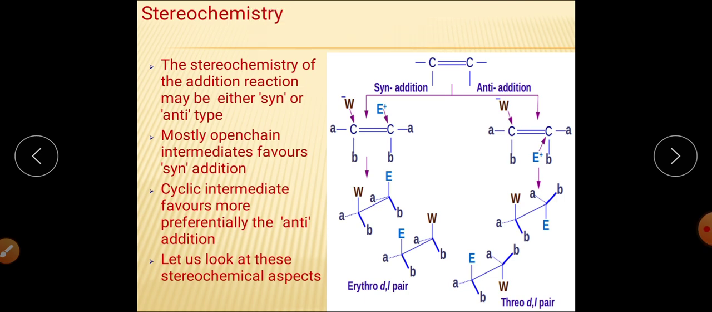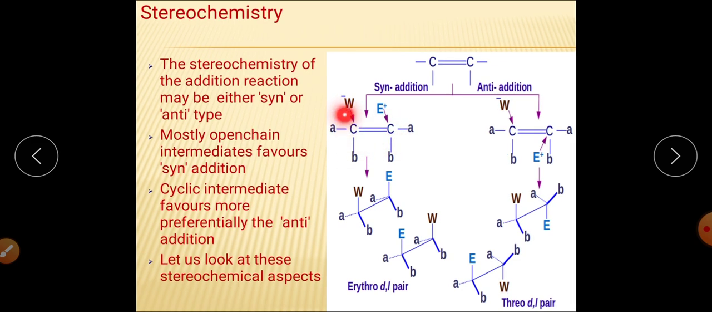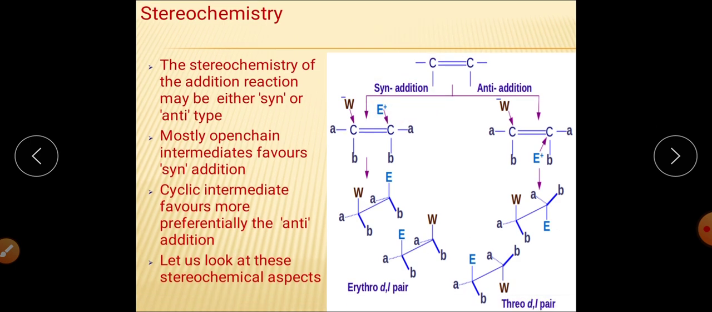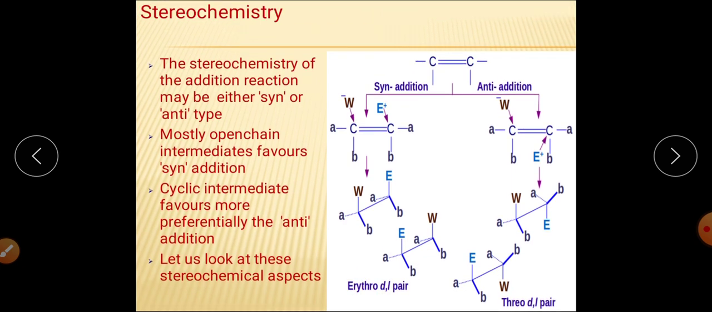You can see on the screen this is a particular alkene, and syn addition is happening like this: this is the electrophilic center with which the carbon-carbon multiple bond will react, and now the negative portion, that is the nucleophile, will attack here. When syn addition takes place at this particular place, you get the erythro DL pair, and when on the same substrate you have anti-addition, through the anti-addition mechanism, the threo DL pair will be synthesized.